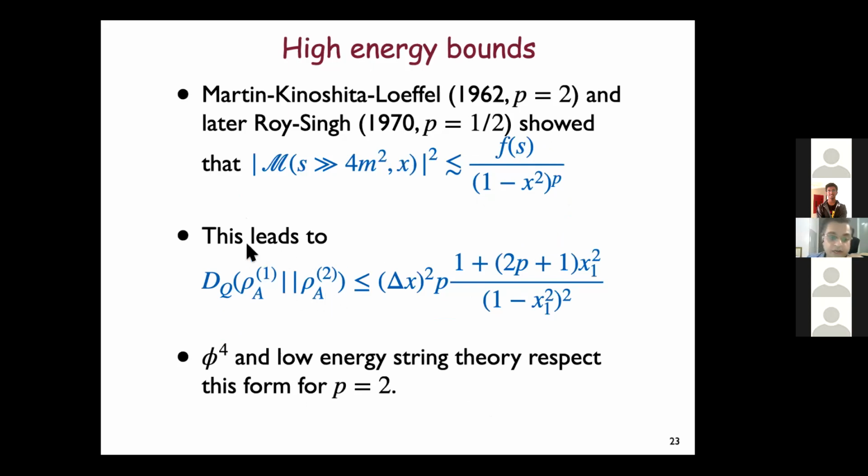Using this form, you can actually show that the dq, which is what I was calling the universal part of relative entropy, is also bounded. It's bounded by this kind of a behavior. And just if you stare at it, you will find that 5, 3, 4, low energy string theory all respect this form. They respect this bound.